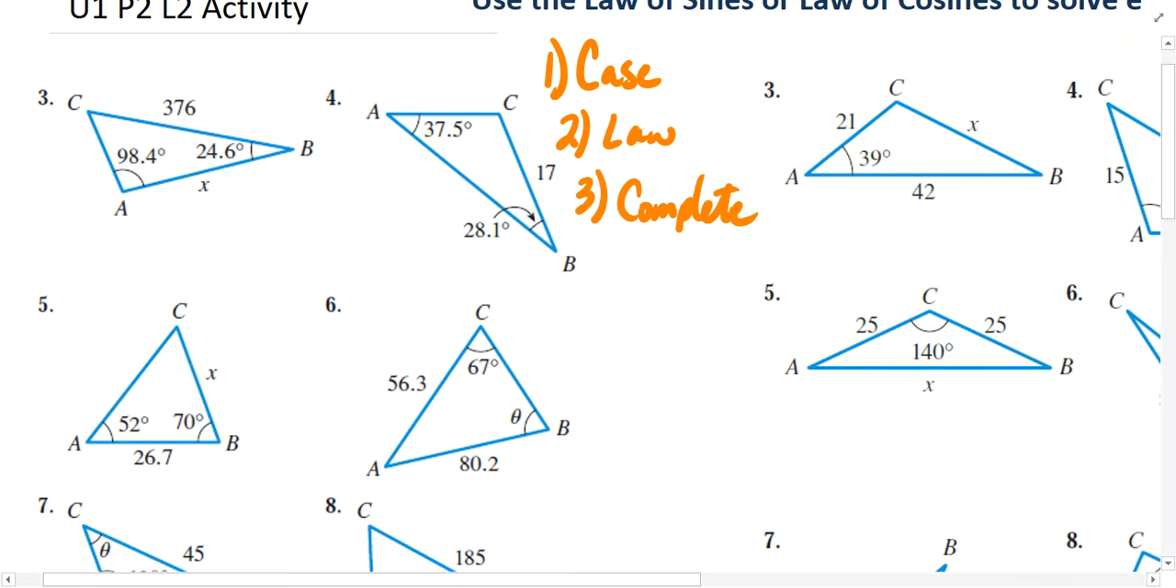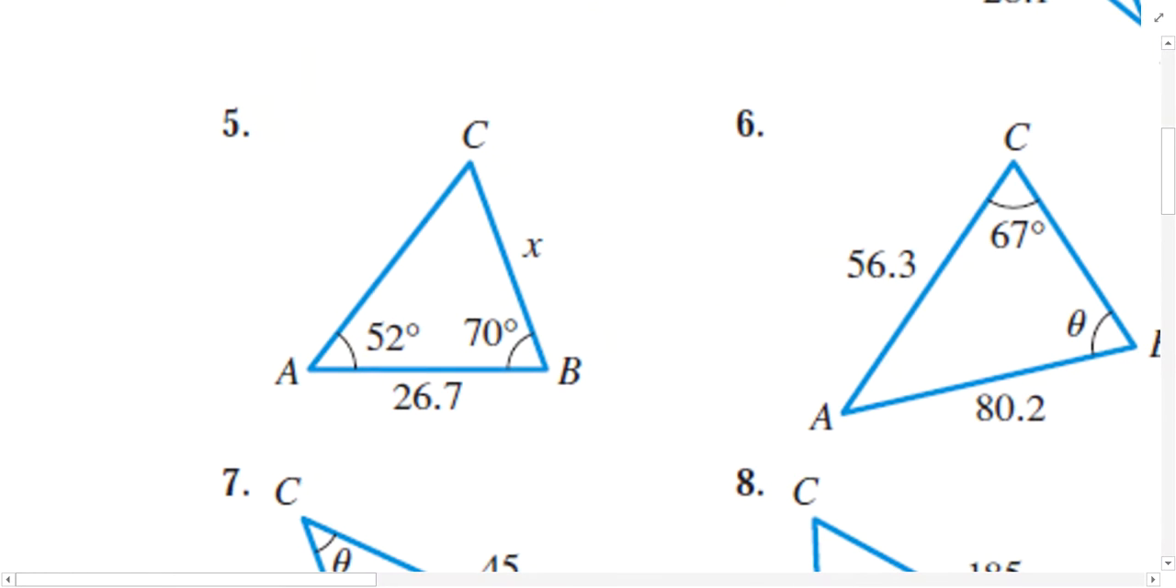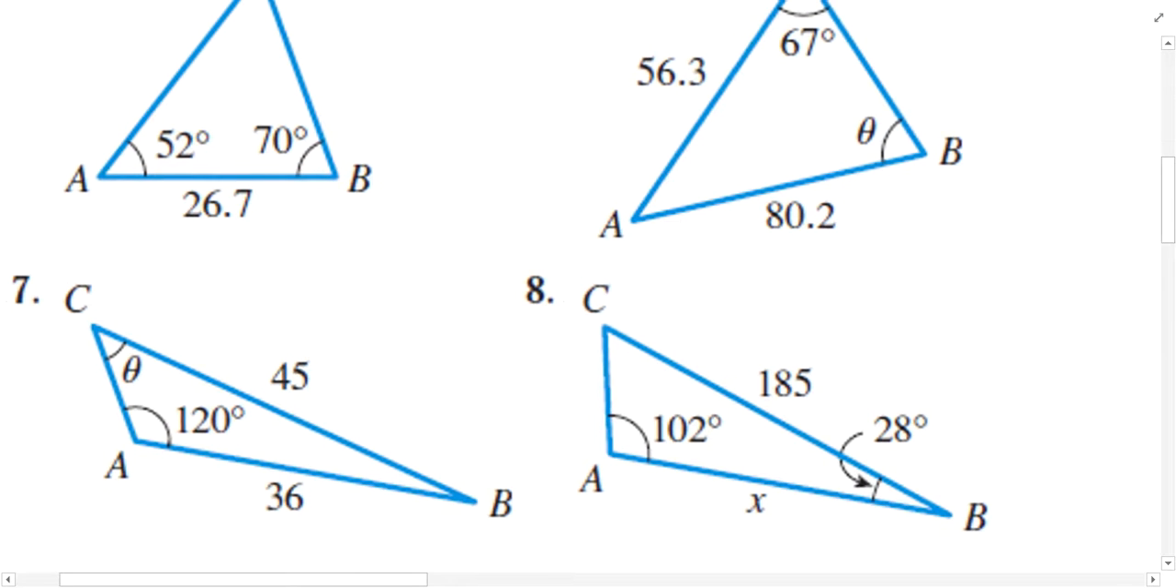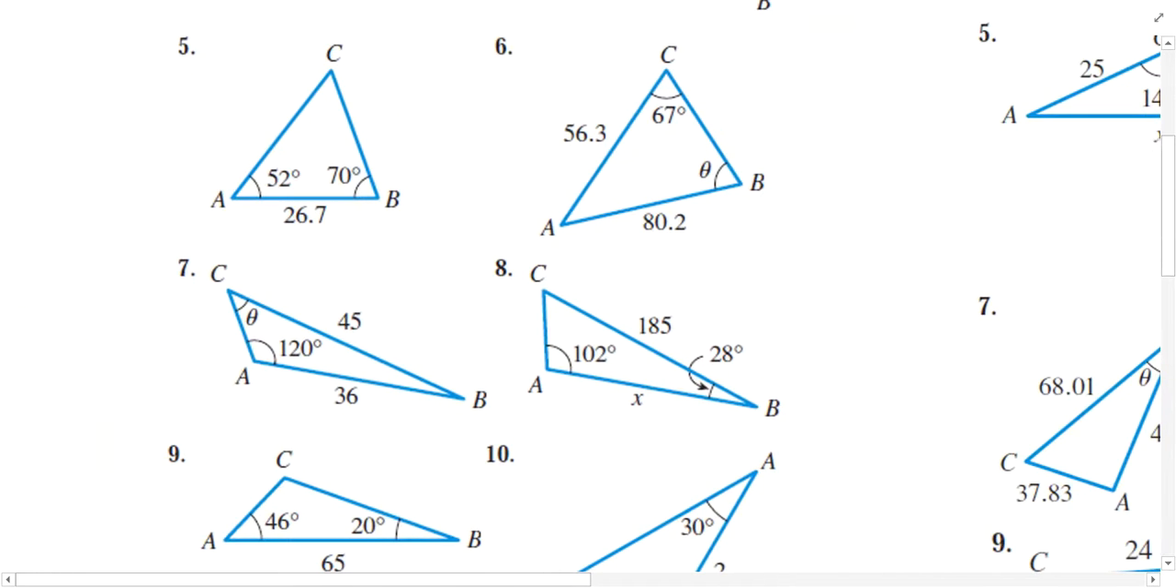Now you'll notice that in some of the examples there is a letter X that's included in the problem. I'm asking that you ignore that letter X, pretend that it's not there, and go ahead and solve the entire triangle for all side lengths and angle measures.